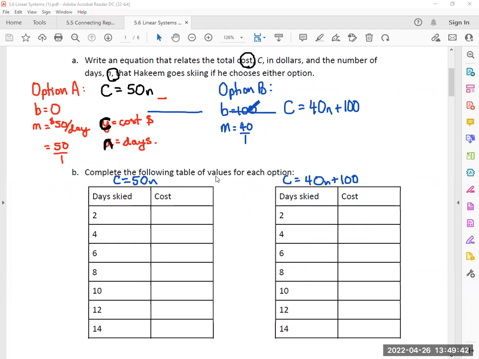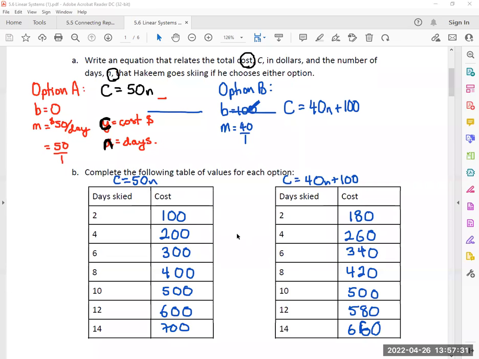I'll give you a minute. And as an example, if you have no idea how to do it, remember the days skied is 2. 50 times 2, the cost would be $100 for the 2 days. 4 times 50, the cost would be 200. Continue this on. For here, the days skied would be 40 times 2 plus 100, which is 180. There. 40 times 4 days plus 100 would be there. Please fill this in quickly.